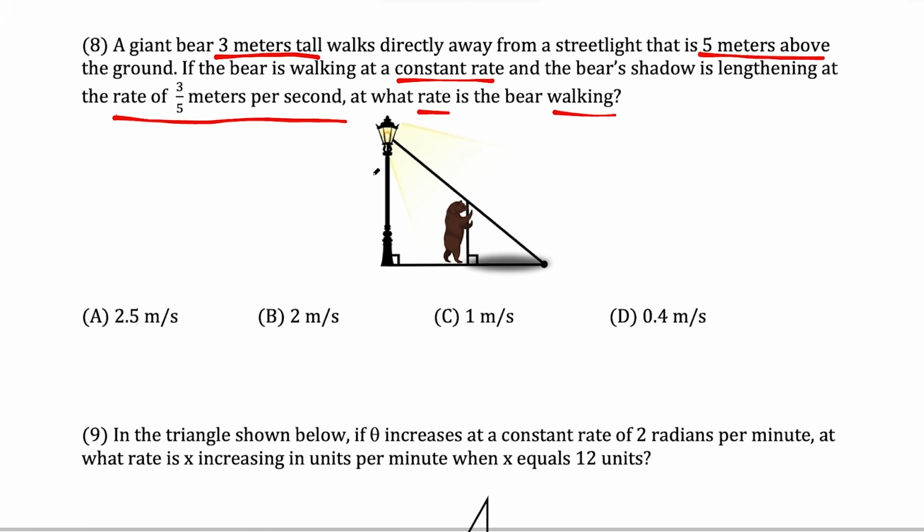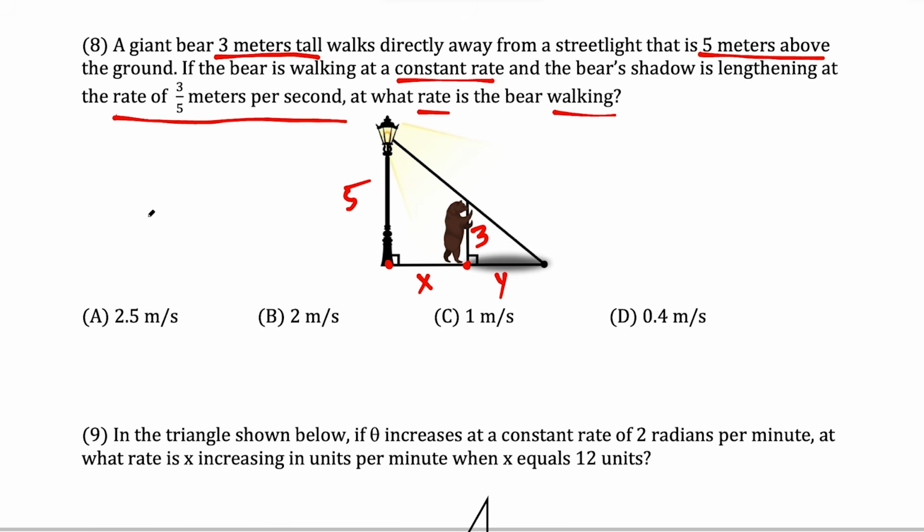The first thing I would do is label the diagram. So we have the bear is 3 meters tall, so I'll just write a 3 here. The street light is 5 meters tall, and then we have that the bear is walking away from the street light. So we're going to call this distance here x. That's the distance from the bear to the street light, and then y is the length of the bear's shadow.